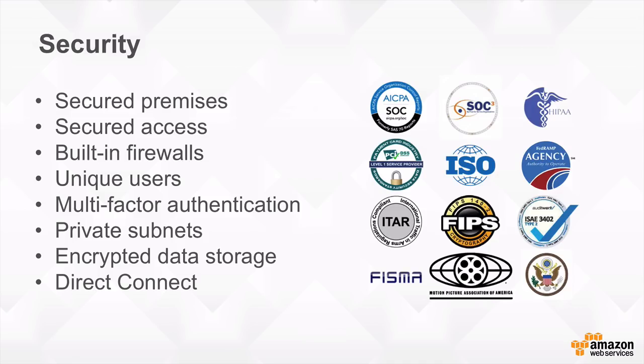Okay, so you're going to take advantage with EC2 of the foundational security that's inherent within the AWS global infrastructure. Things like secured and anonymous premises, secured access and separation of roles, built-in firewalls in the form of security groups, the fact that you can uniquely define and control who can do what within your AWS account using AWS Identity and Access Management, or IAM. You can integrate that with multi-factor authentication. You can make use of private subnets within the AWS Virtual Private Cloud or VPC service. You can encrypt your data storage using the new key management service or your own key management.